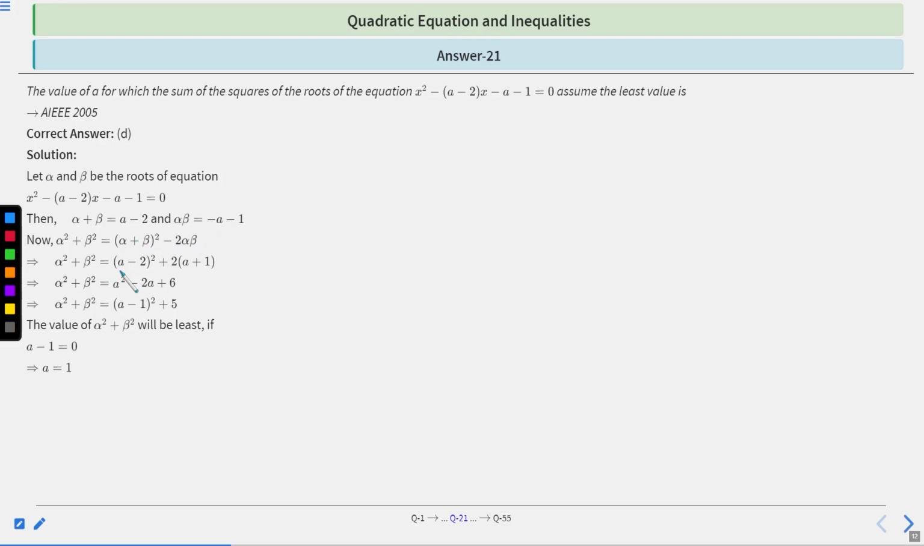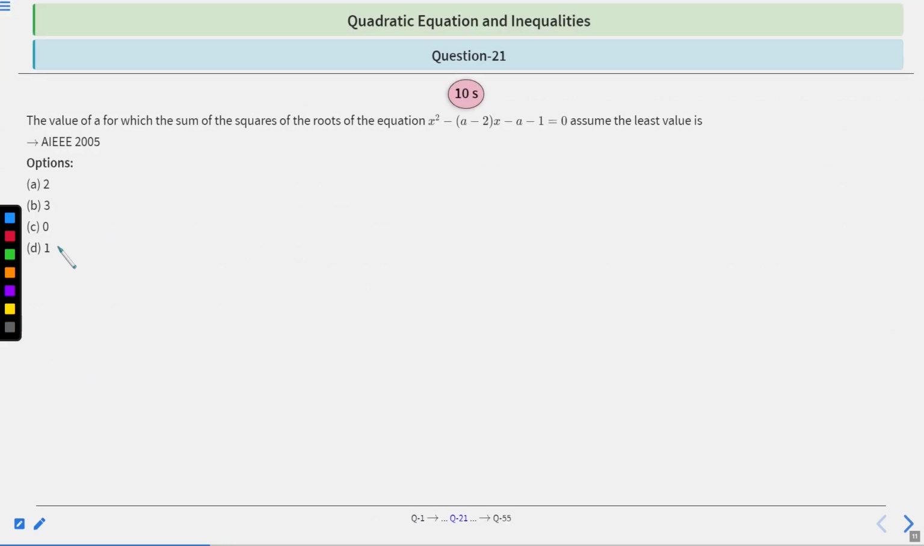So alpha square plus beta square is basically (a minus 2) whole square plus 2(a plus 1), right? Put alpha plus beta and alpha beta. After that we get alpha square plus beta square equal to a square minus 2a plus 6, which is equal to (a minus 1) whole square plus 5. The value of alpha square plus beta square will be least if a minus 1 is equal to 0, right? This implies a should be 1. So option D is the right choice.